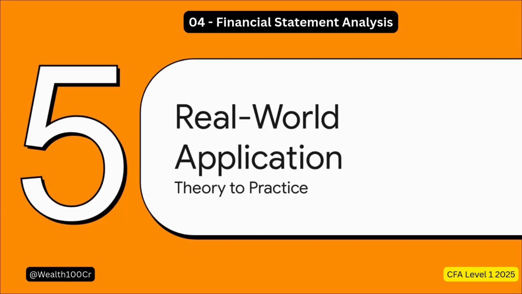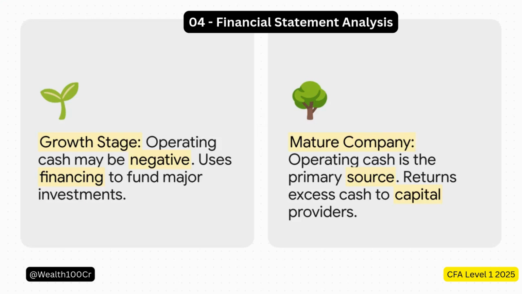All right, theory's great, but let's make this real. A company's cash flow statement tells a story about its strategy. So let's compare 2 famous companies that are telling very different stories with their cash. Let's start in India with a powerhouse like Reliance Industries. For them, the story is all about growth.